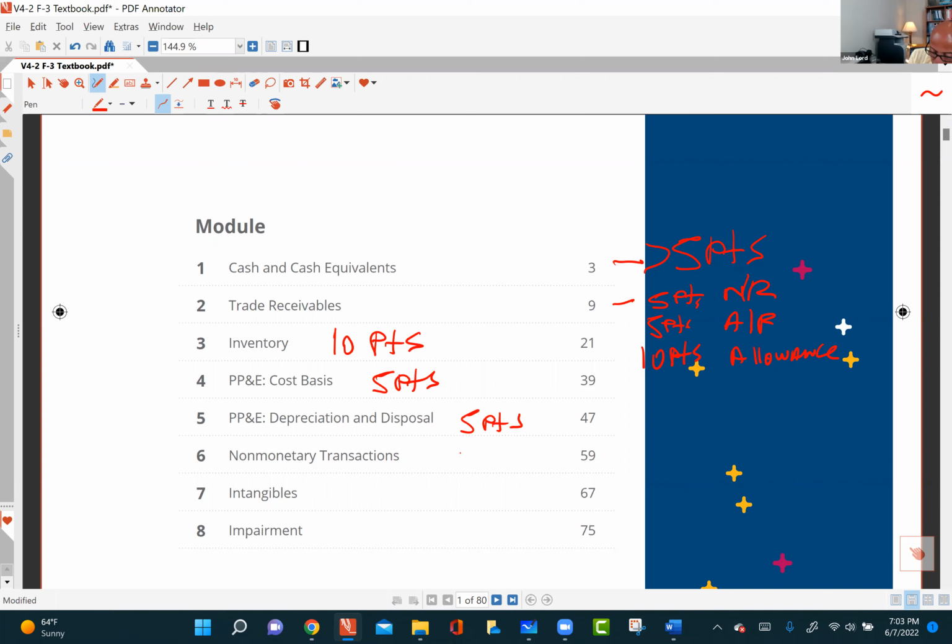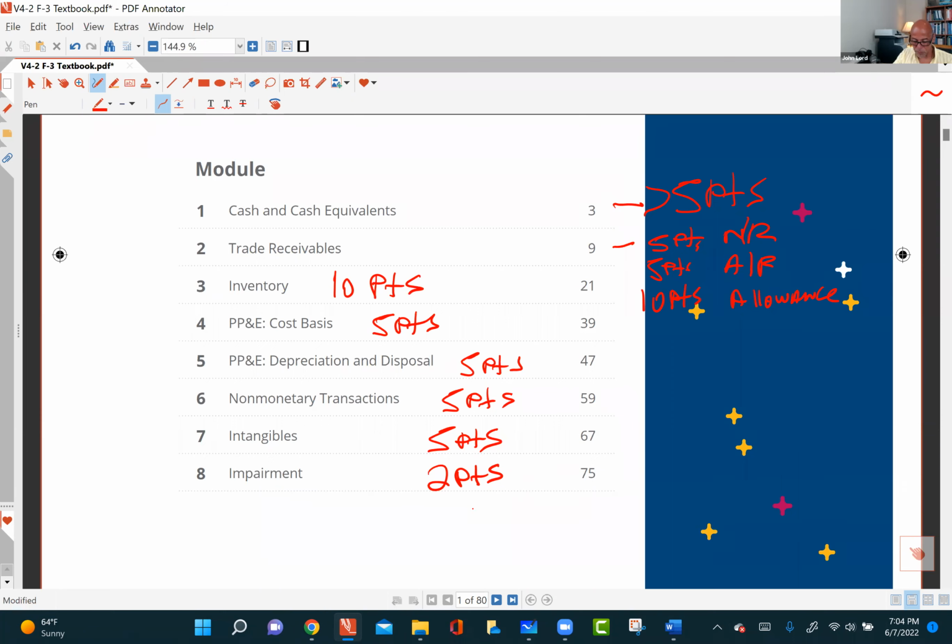That's pretty easy. Non-monetary transactions, okay? What happens if we exchange, say, equipment for equipment, about 5 points. Intangibles, maybe about 5 points, and then dealing with impairment, probably not as heavy, about 2 points. Of course, you need to spend the requisite time going through all the material for all of these. Don't think that any of this is an indication to you of things you don't have to look at. I'm just giving you some sense as to the relative weight of where you're going to see some of these topics when you get on your exam, but you need to spend the time with all of these, okay?